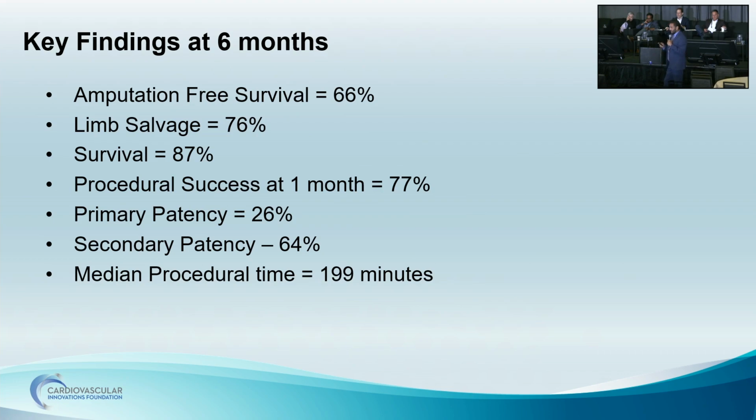At 6 months, the amputation-free survival was 66%. The limb salvage was around 76%. The survival of these patients at 6 months was 87%, which is still pretty good. The procedural success at 1 month was 77%. The primary patency was 26%, but the secondary patency, which means more assisted, more interventional endovascular procedures done, was 64%. And the median procedural time was almost 200 minutes, a little over 3 hours.